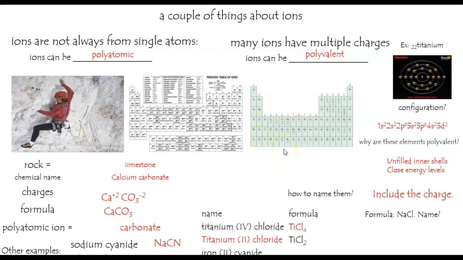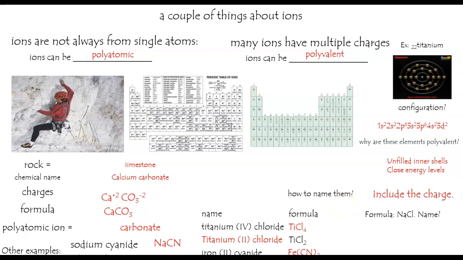They have multiple charges. Iron 2 cyanide must be Fe. Write a little +2 above it. Find the charge on a cyanide. It's -1. Write a little -1 above that as a personal note. Drop and switch, and that's the formula for iron 2 cyanide.